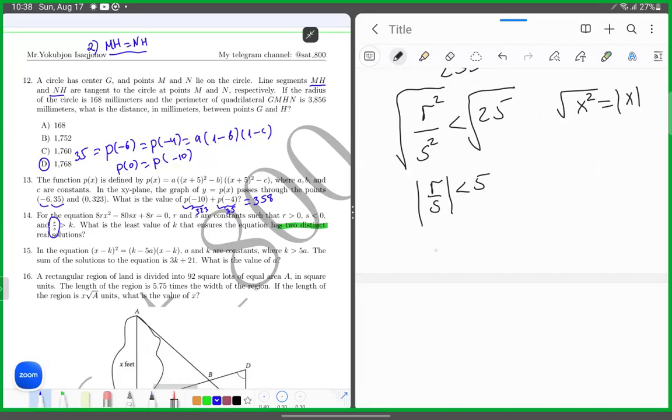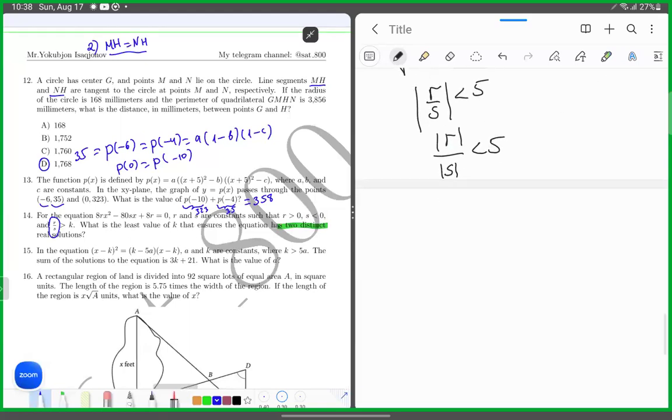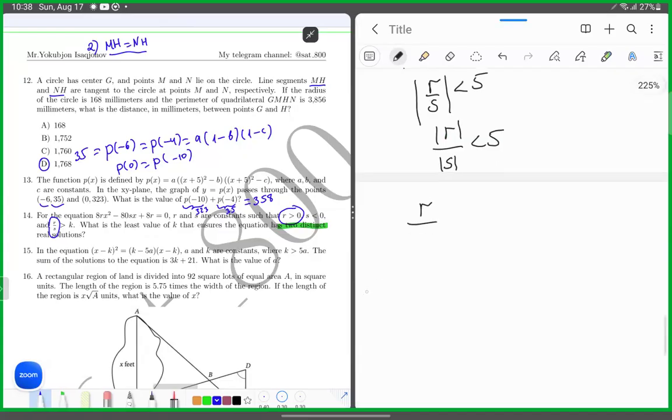We should open this module. It is like module of r divided by module of s less than 5. Here, given that r is greater than 0, when opening, when the modulus affects a positive value, it does nothing, it will just be plus. But when the modulus affects a negative value, the absolute value here comes with a minus sign. Minus s here will be less than 5.